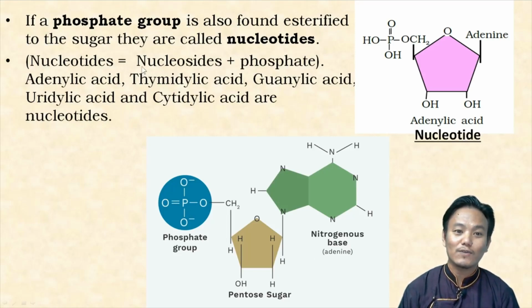So nucleotide is equal to nucleoside and phosphate. Nucleoside plus phosphate, it will become a nucleotide.